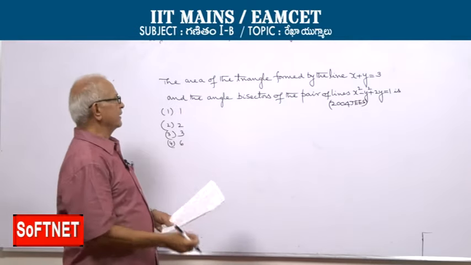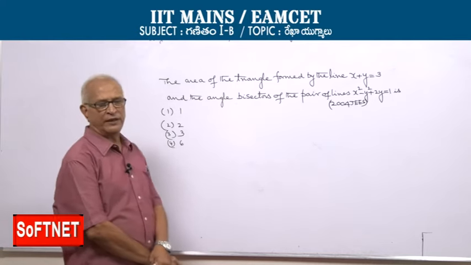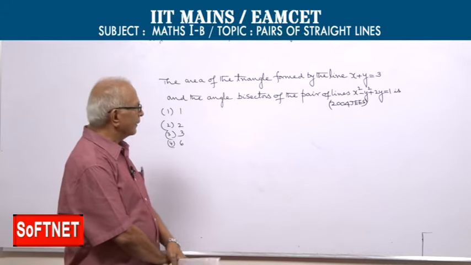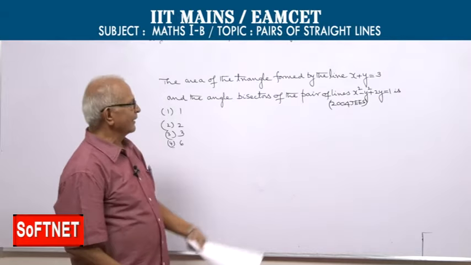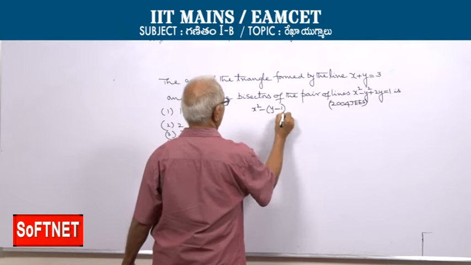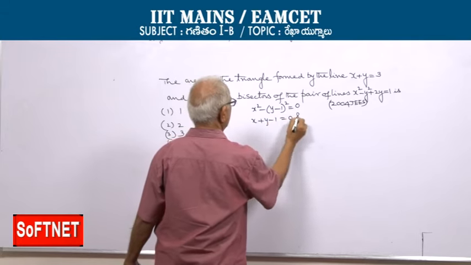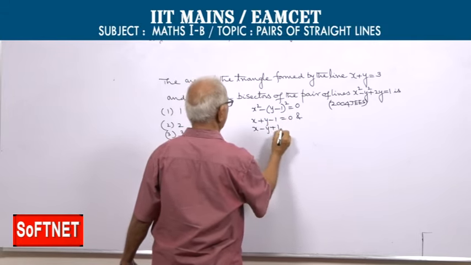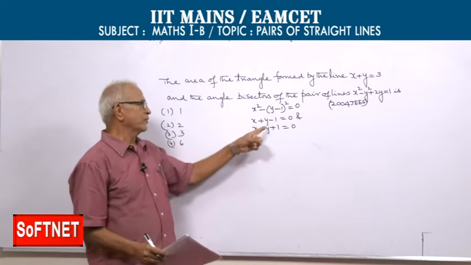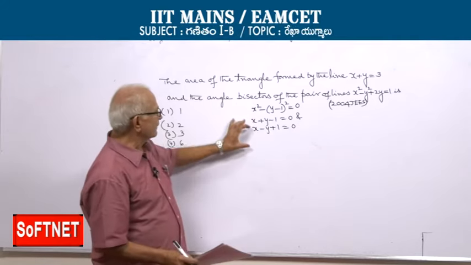So one side of the triangle is x plus y equal to 3, and the other two sides of the triangle are the angle bisectors of the pair of lines x square minus y square plus 2y equal to 1. Well, slightly typical question. The second degree equation given can be written in the form x square minus y minus 1 whole square equal to 0, or x plus y minus 1 equal to 0 and x minus y. These are the two lines because of the simple factorization a square minus b square. x plus y minus 1 equal to 0 and x minus y plus 1 equal to 0. Now, what are the angle bisectors between these two lines?